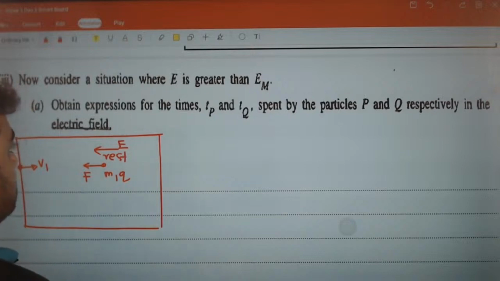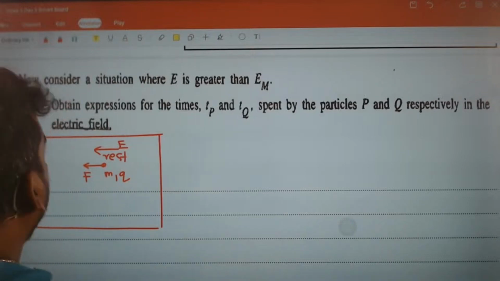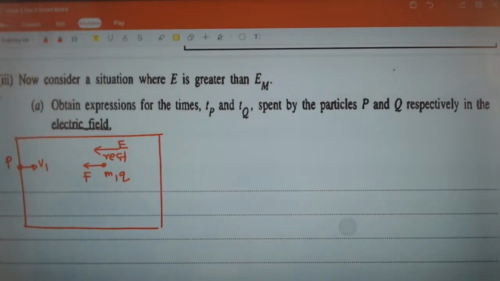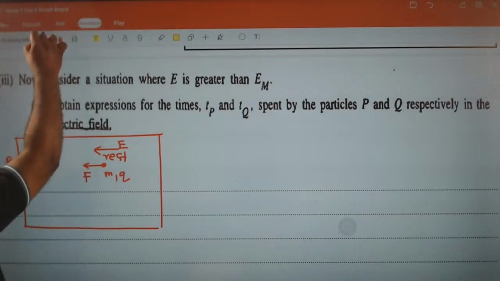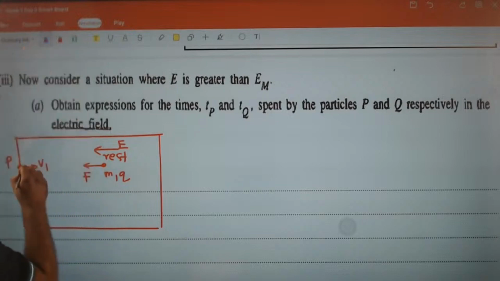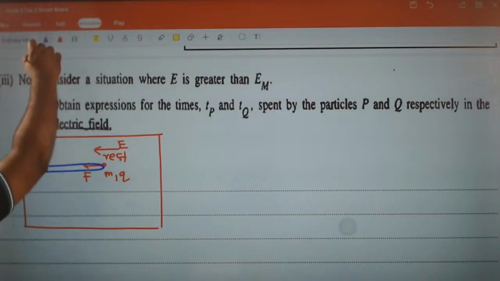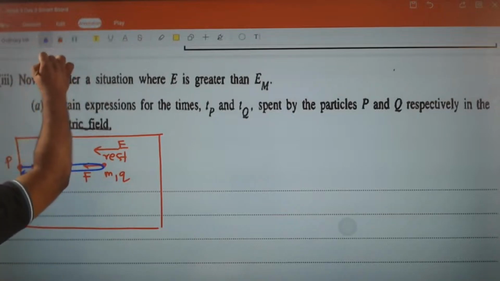Force is still acting, mass and charge the same. Obtain the expressions for time Tp and Tq spent inside the field. So this particle will travel here, go here, turn back and come here. What about Q?